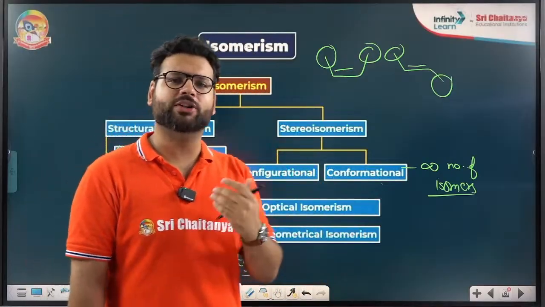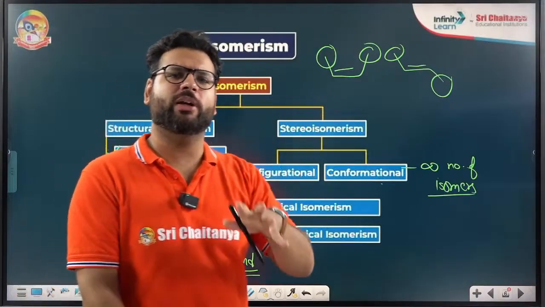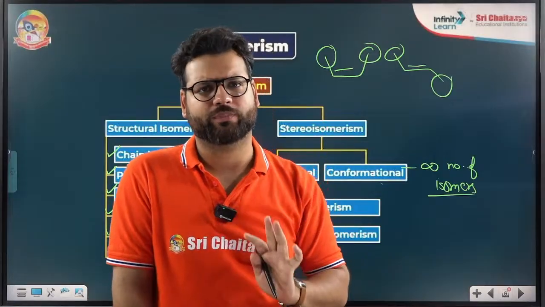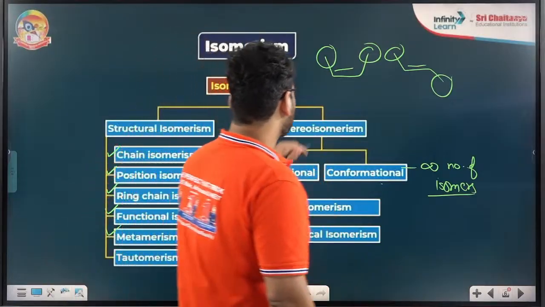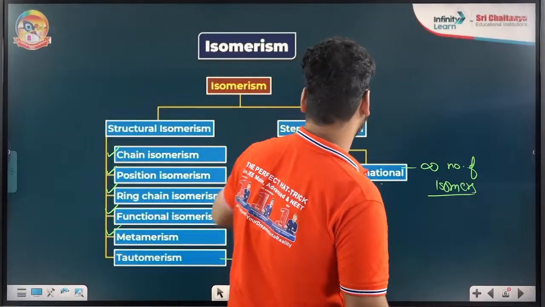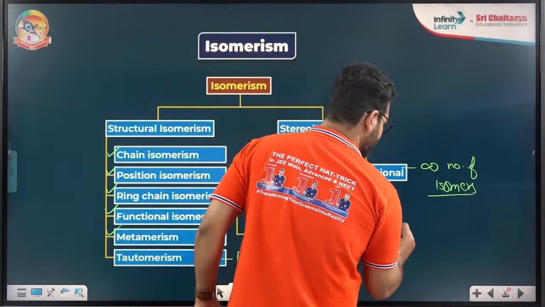So what is configurational? When the spatial arrangement in space is fixed. You can't change it. So we'll talk about this configurational isomerism today. It is of two types: optical and geometrical. Today we are going to talk about geometrical.